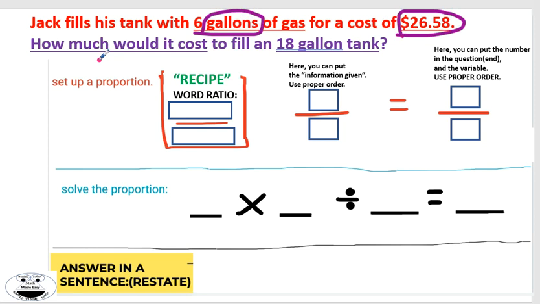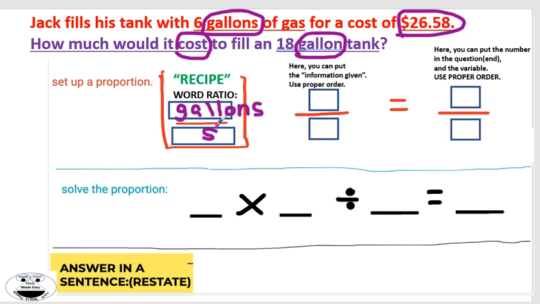If we look at the second sentence, they're asking how much it would cost, which means money, to gallons. So the 2 things I would write in my recipe are gallons and money. When you write your recipe, you can write any order, but whichever order you choose, you need to stick to that order for the rest of your problem. So I'm going to put gallons first and money second.